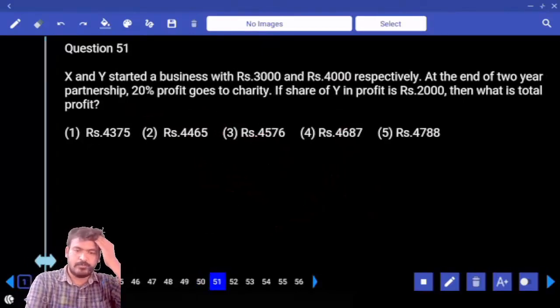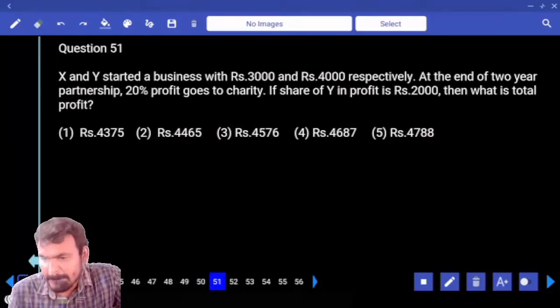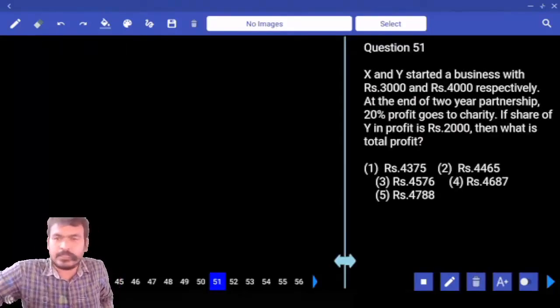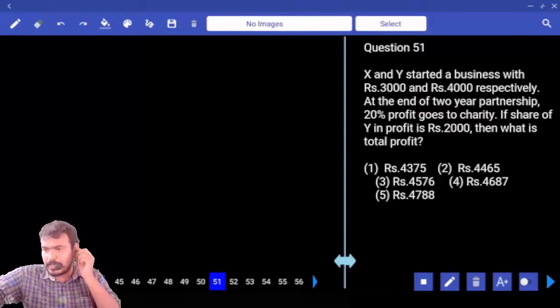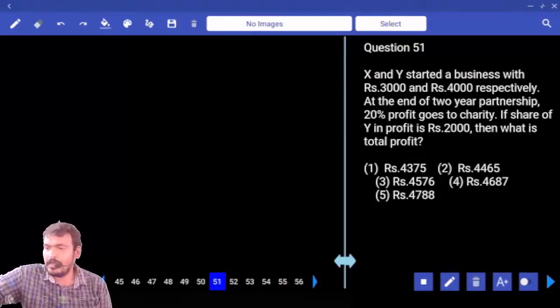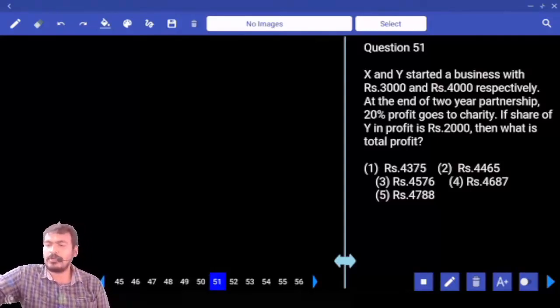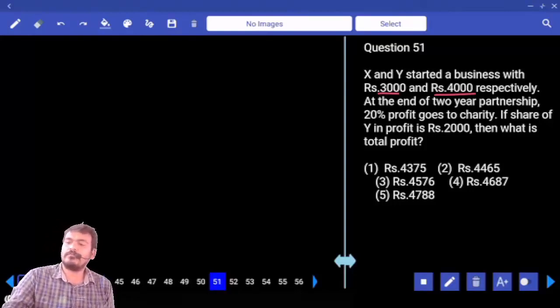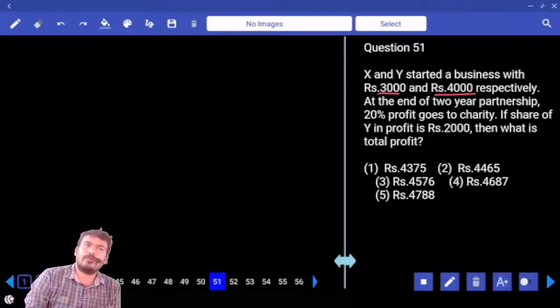Next question number 51. X and Y started a business with 3000 and 4000 respectively. At the end of the 2 years partnership, 20% profit goes to which one? Charity. If the share of Y in profit is 2000, then what is the total profit, or not? Okay, what is the investment ratio? 3:4. Means profits are also distributed 3:4, or not.